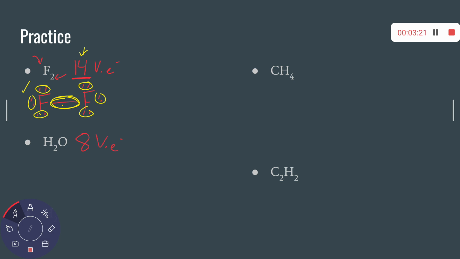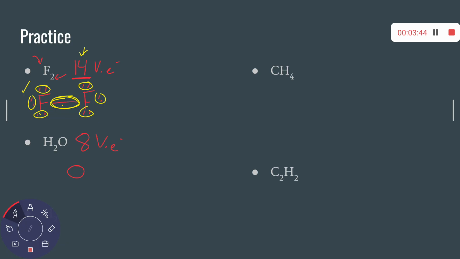Now I say I have to pick one of these atoms to go in the middle. Normally, I pick the least electronegative atom to go in the middle. However, hydrogen, because it is only stable with 2 electrons, will never, ever, ever go in the middle of a Lewis structure. So even though oxygen is more electronegative, it has to go in the middle.